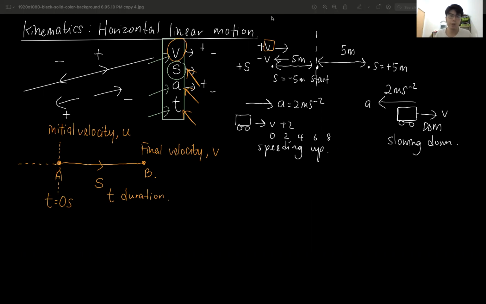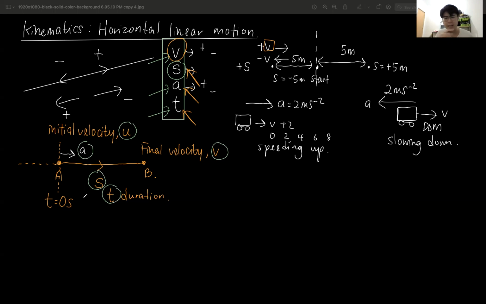Okay. Now, look at how many unknowns we have. 1, 2, 3, 4. 4 unknowns. We have one more, that is the acceleration. Whatever acceleration the object or particle is moving at. It can be increasing speed or decreasing speed, a positive acceleration or a negative acceleration. This one we also include. How many quantities total? 5 quantities. These 5 quantities, we make them into equations.